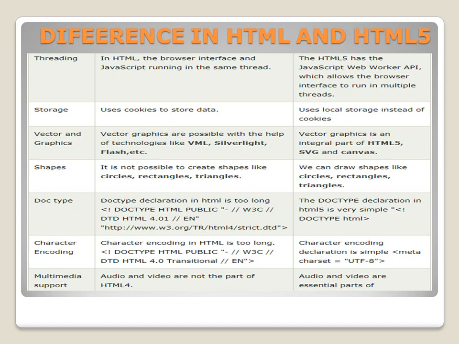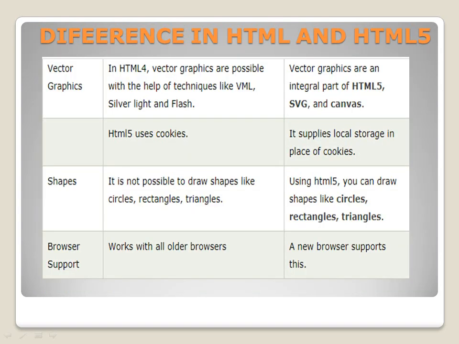Character encoding in HTML. Character encoding in HTML is too long. Character encoding in HTML5. Character encoding declaration in HTML5 is very simple. Multimedia support in HTML. Audio and video are not part of HTML4. Multimedia support in HTML5. Audio and video are an essential part of HTML5. Vector graphics in HTML. In HTML4, vector graphics are possible with the help of technologies like VML, Silverlight and Flash. Vector graphics in HTML5. Vector graphics are an integral part of HTML5, SVG and canvas.